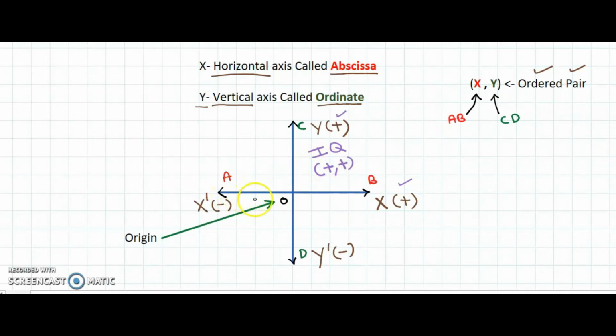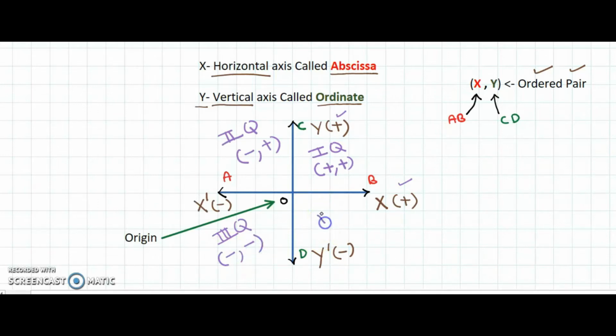Now this, AOC, is the second quadrant. In this you can see x dash, we call it x, we always take first in the ordered pair. In the second quadrant the value of x is negative, whereas the value of y you can see is positive. This is the third quadrant, that is AOD. So I am writing it as 3Q. Here x you can see is negative, whereas y is also negative.